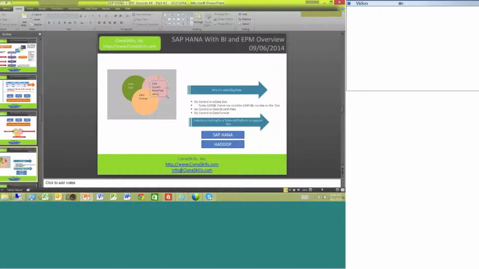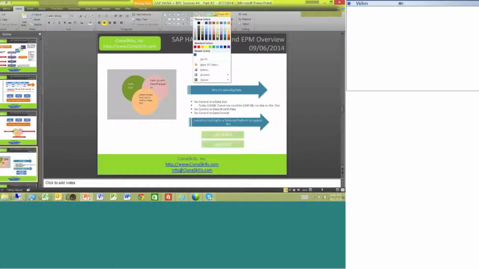Next is data format. It could be text, voice, video, or an image, who knows what it is. So how do we deal with these things, and what kind of technology do we need? That is what HANA does. What technology do we need to deal with such complex issues? It's going to be SAP HANA and Hadoop.